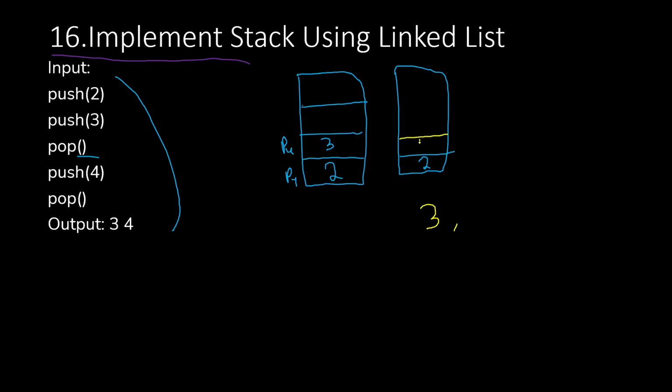Now 4 has come. This is a pop operation, that's why we got 3. Now we have pushed 4 also. Till this part it is 1. Now again it is saying to pop. After popping, only the element 2 will be remaining inside the stack. So 3 has come out, and now 4 also came out.